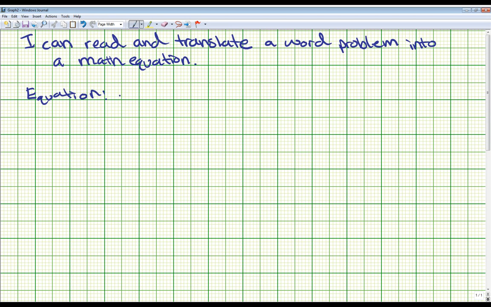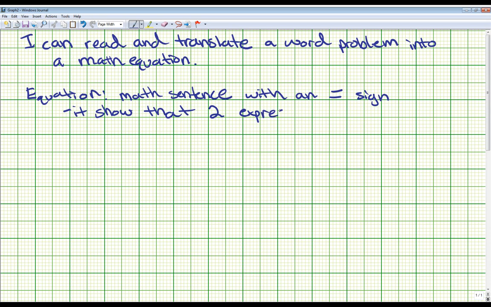So equations are a math sentence with an equal sign. So as soon as we knock the equal sign on an expression, it now is called an equation. And it shows that two expressions are equal. That's what an equation does for us.